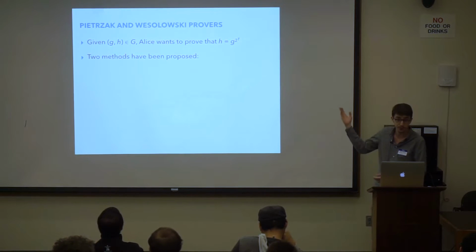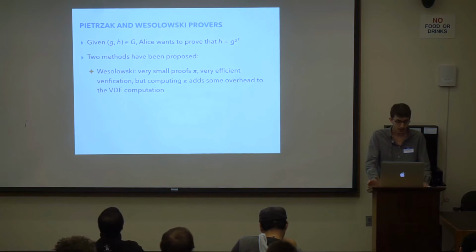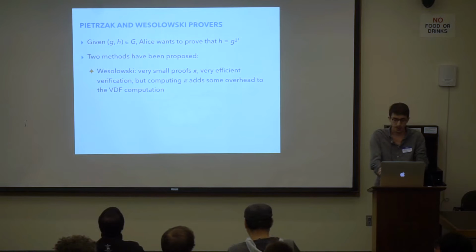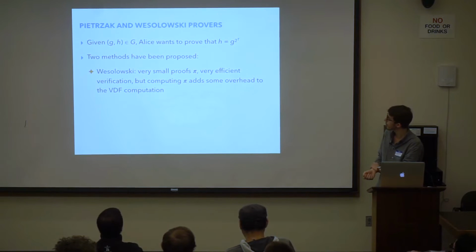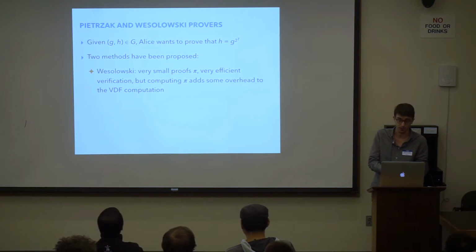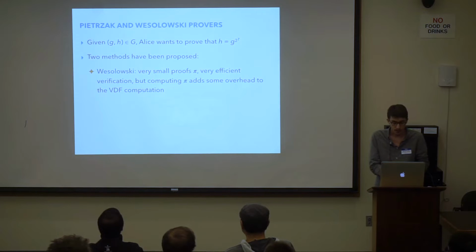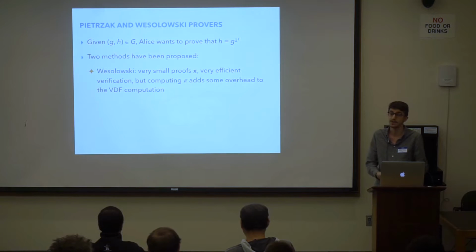So mostly two methods have been proposed to provide efficient proofs of this statement. One, which we'll call the Wesolowski prover, provides very small proofs pi. So the proof is essentially one element from the group G. And the verification is very efficient. It's going to be two small exponentiations in the group. But computing the proof pi will take a little bit of time. It's going to add some overhead to the whole VDF computation.